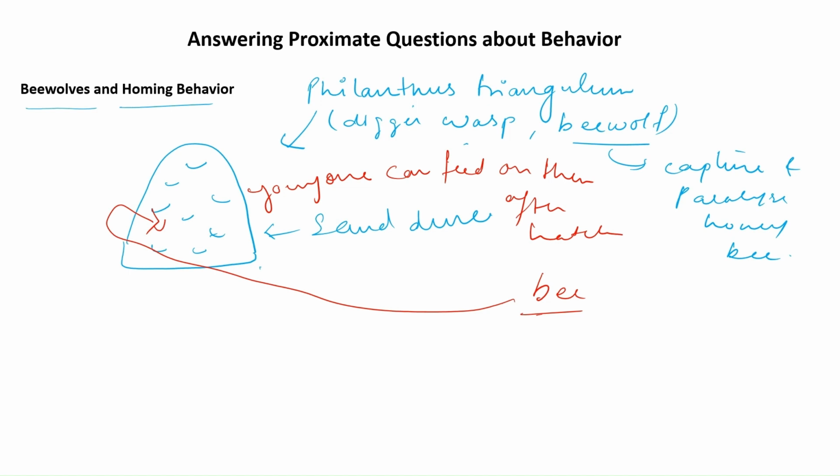Now Tinbergen observed that, say suppose this red one, the bee wolf of this nest, went to hunt for a bee. Now when she returns, she will directly enter her own house only.